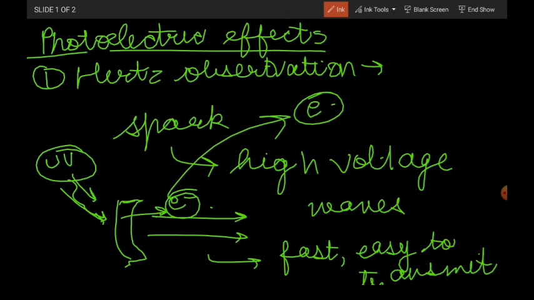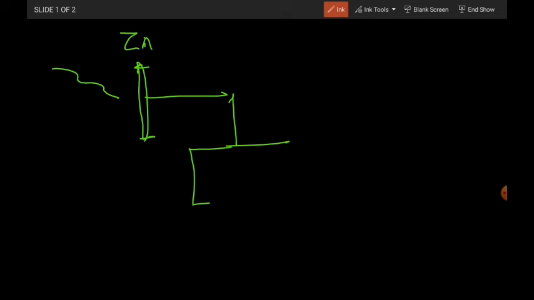Now let's discuss the next one, that is Hallwachs and Lenard's observation. They saw that a zinc plate was placed here and afterwards connected to an electroscope. An electroscope is an apparatus which is used to detect the presence of a current or a charge. Normally the leaves are like this, but when a charge is there, the leaves are like this.